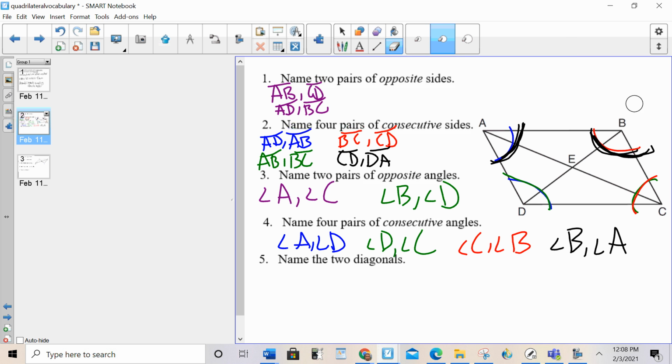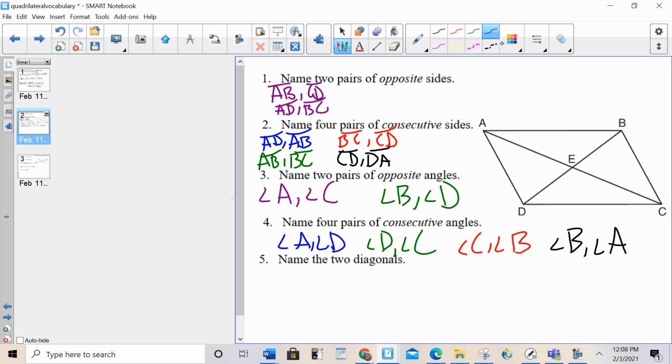Name the two diagonals. Well, diagonals are line segments that connect opposite vertices. So, DB is one of the diagonals, and AC is the other. Diagonals are just the diagonal lines that connect the opposite vertices.